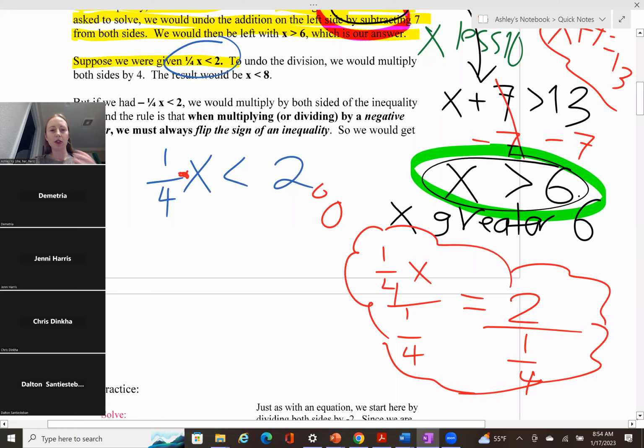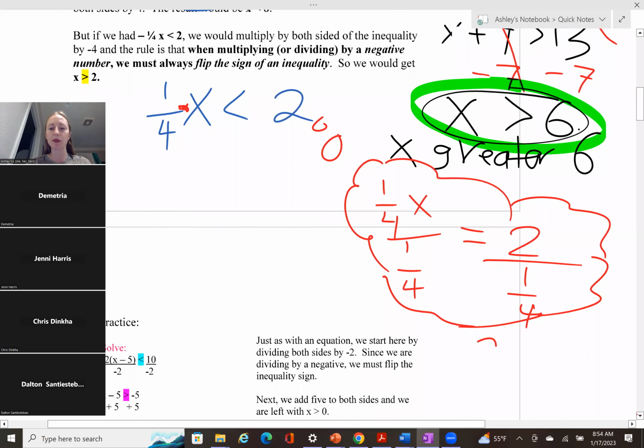I mean, it's possible you could still do it. If you remember, you just flip and multiply. When you're dividing by a fraction, you're multiplying by the reciprocal. So I do 2 times 1/4 upside down. Oops, upside down would be 4/1. But I don't know if that's a lot of thinking involved.